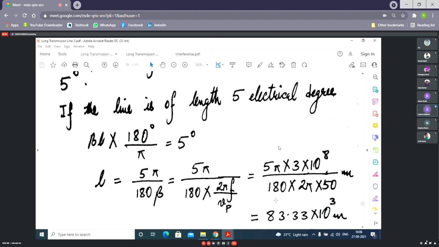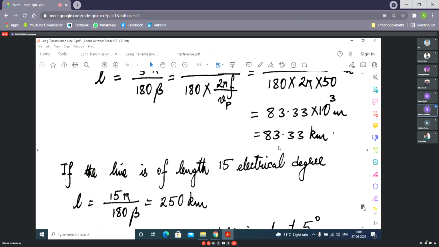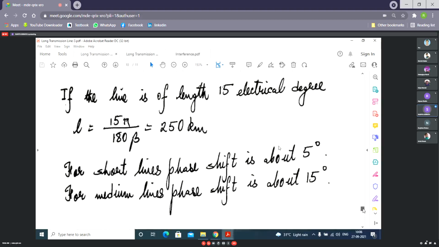This approximation is actually coming from here. Again, for a medium transmission line, the phase shift is 15 electrical degrees. The same way you can find out that it is coming as 250. That's why we said that up to 250 kilometer we can consider a medium transmission line. But in many cases, above 150, 160 kilometer, the parameters are considered as distributed parameters.